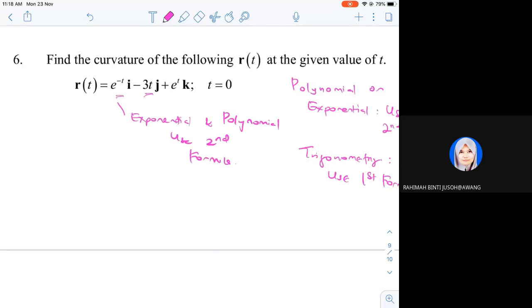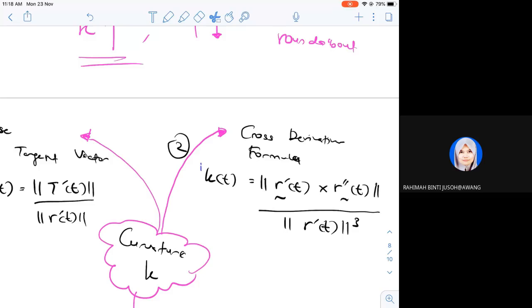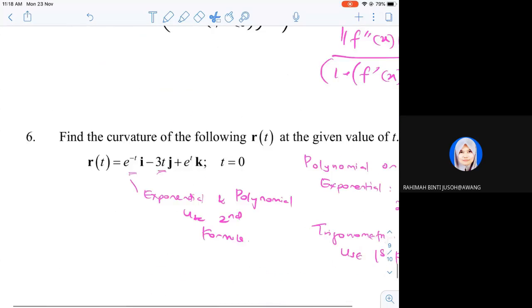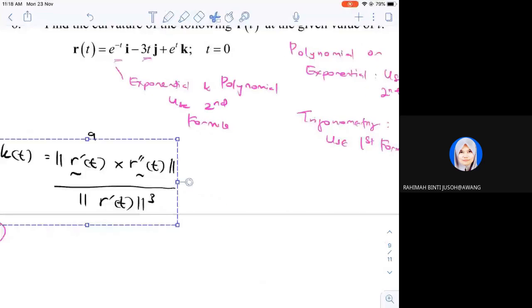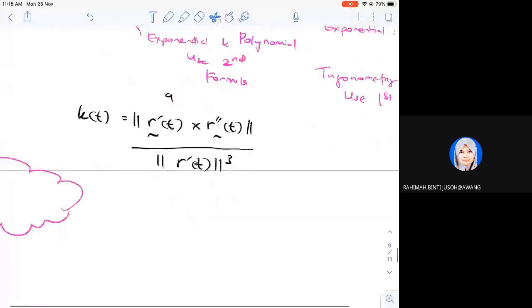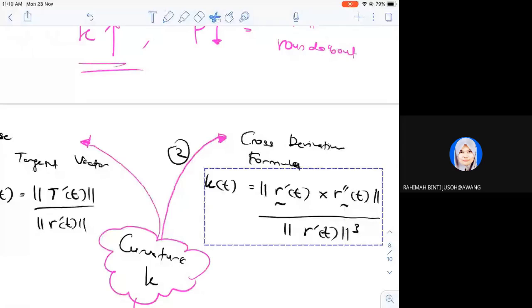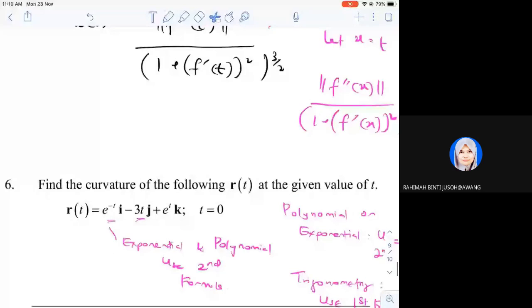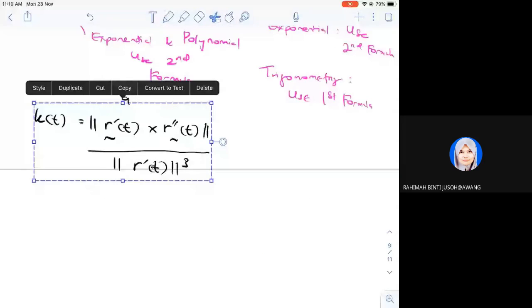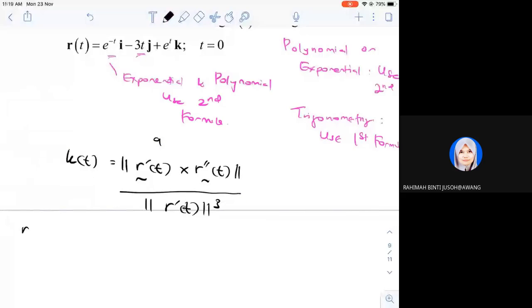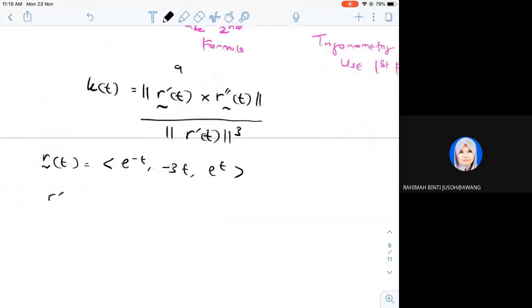Okay. So jom, second formula tadi apa? This one. This is the cross derivative formula. Okay, jom kita solve soalan ni. First of all, we have r(t) equals exponent negative t, negative 3t, and exponent t. That's the question. So we need to find r prime t. We have negative exponent negative t, and then differentiate negative 3t, of course negative 3, exponent t.